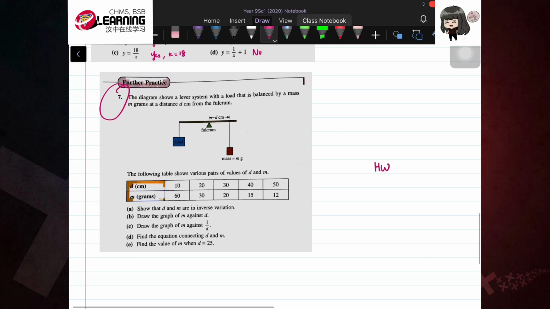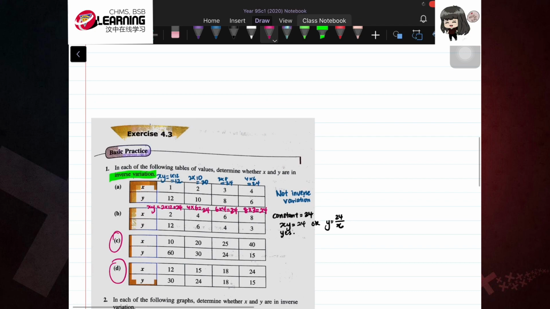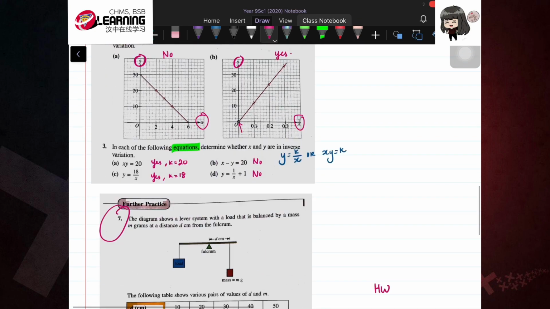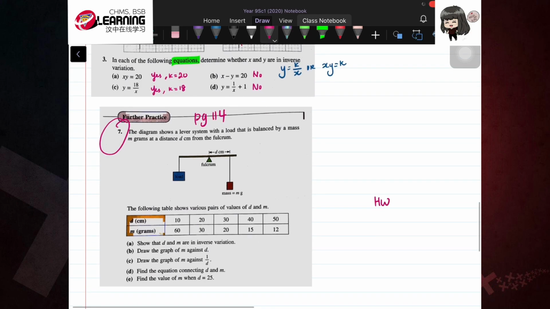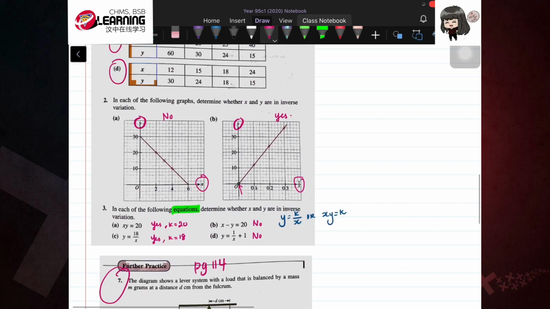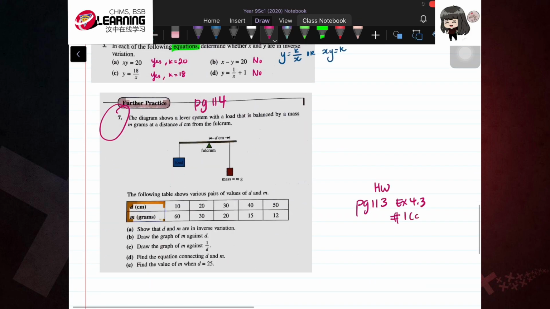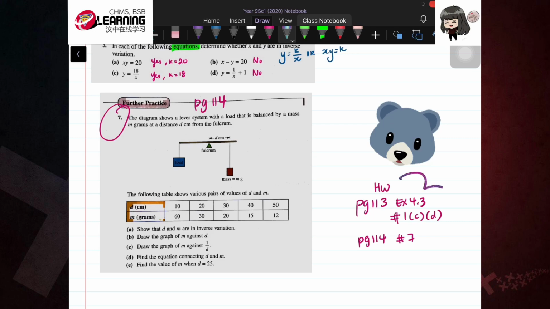So your homework, by the way, this exercise 4.3 is on page 113. Okay, write it down, page 113. And question number 7 is on page 114. Okay, so your homework is page 113, exercise 4.3, question number 1 CD, and page 114, question number 7. Okay, please do your homework.